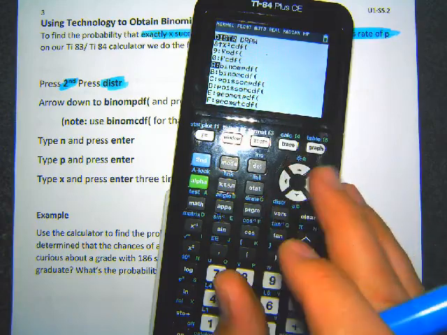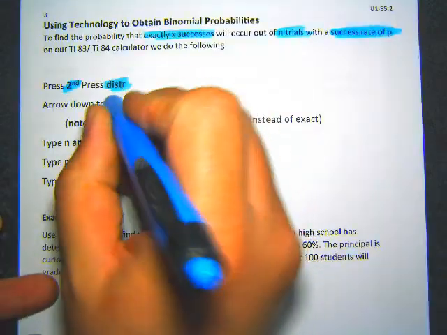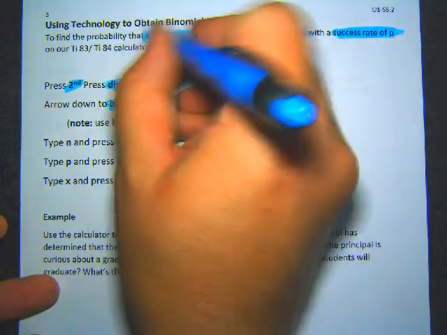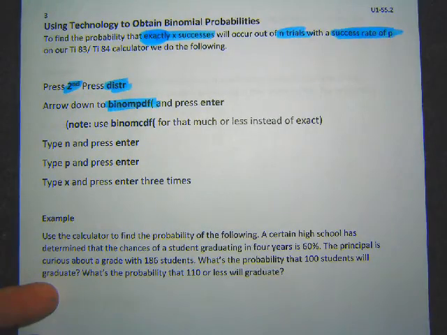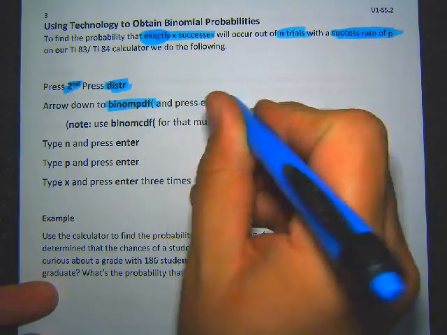So that's what we're going to use. We're going to use binomial PDF. Binomial PDF is the one we want when we're doing exact. They say you want this many exactly. Like last time we wanted exactly 3 people cured. And so you do binomial PDF and hit enter.